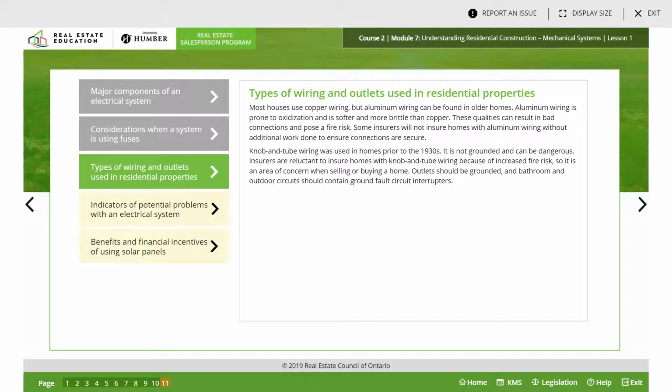Knob and tube wiring was used in homes prior to the 1930s. It is not grounded and can be dangerous. Insurers are reluctant to insure homes with knob and tube wiring because of its increased fire risk. So it is an area of concern when selling or buying a home. Outlets should be grounded, and bathroom and outdoor circuits should contain ground fault circuit interrupters.